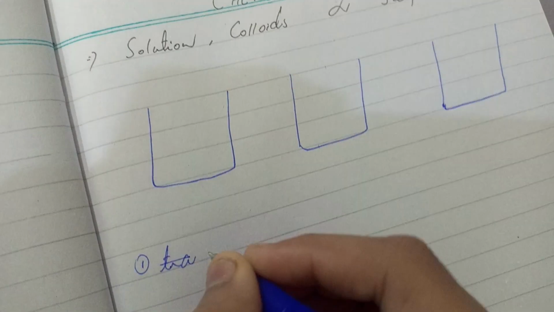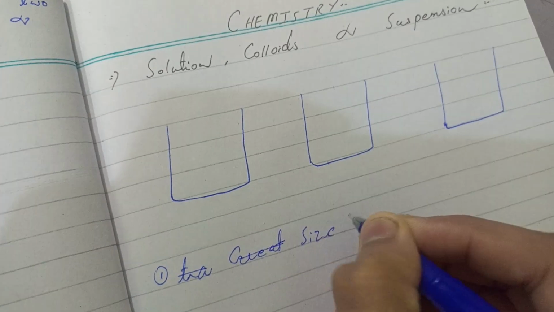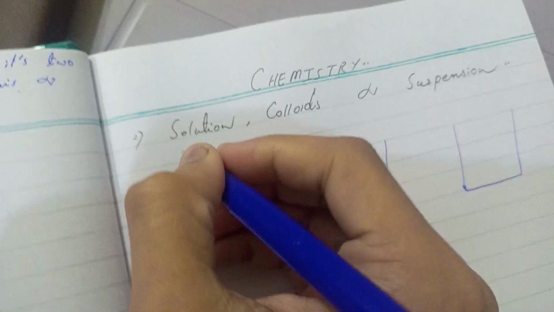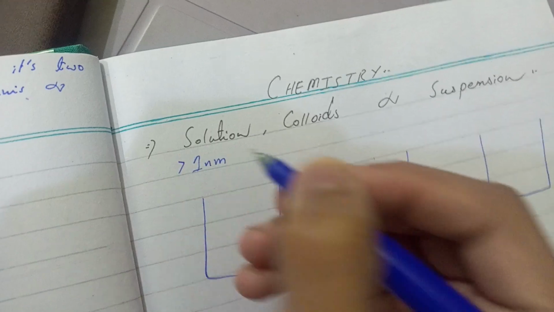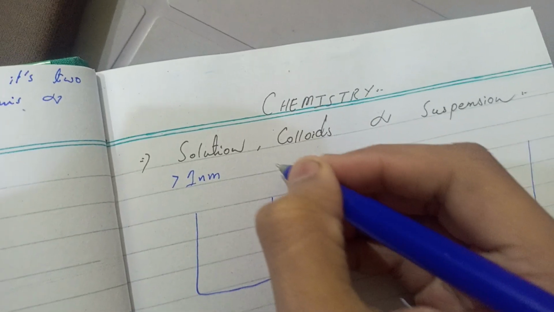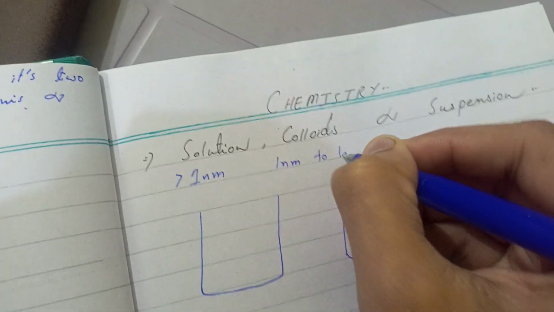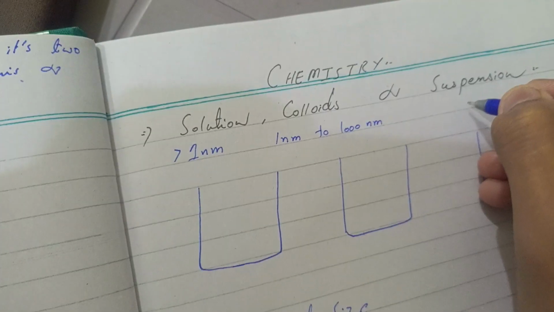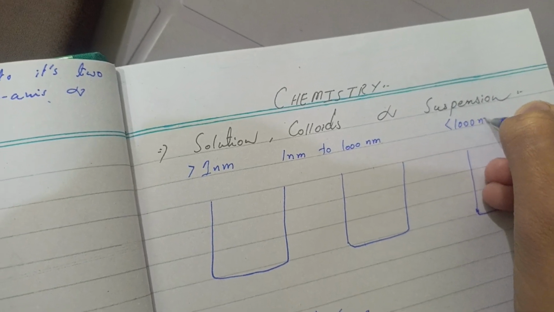First, we will talk about the size. A true solution has particles of less than 1 nm. If we talk about the colloid, it has a size from 1 nm to 1000 nm. If we talk about the suspension, it has a size greater than 1000 nm. All right, so we have talked about the size.